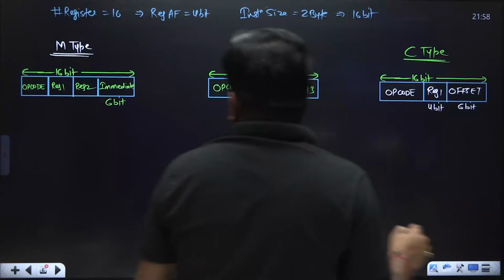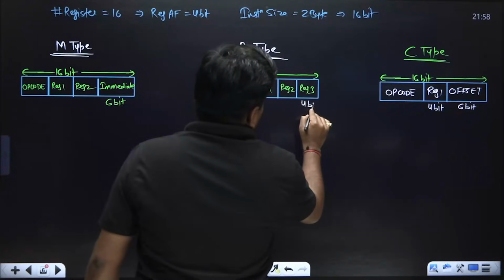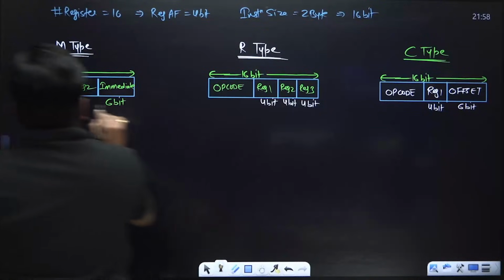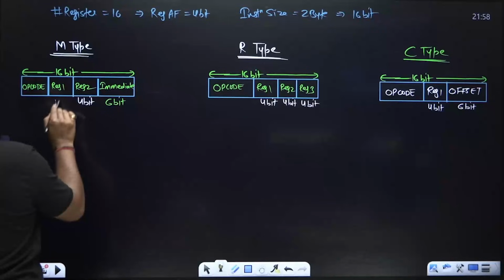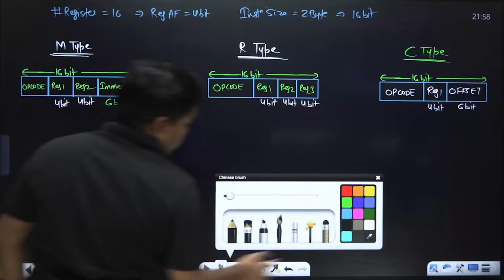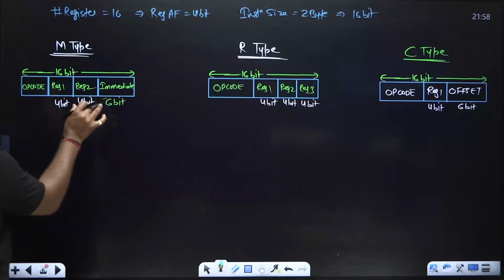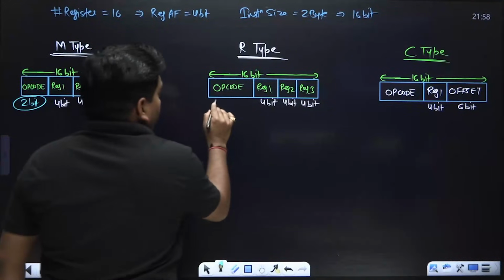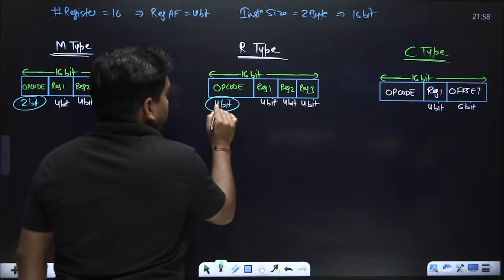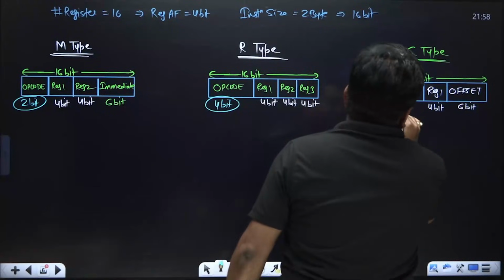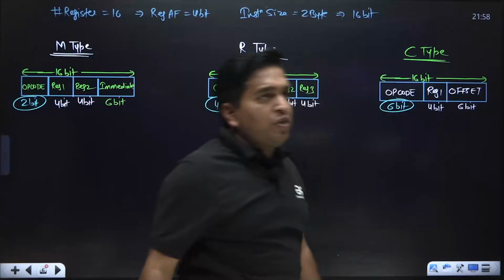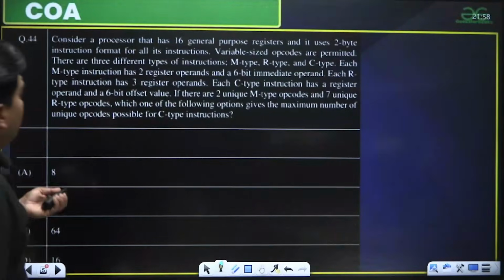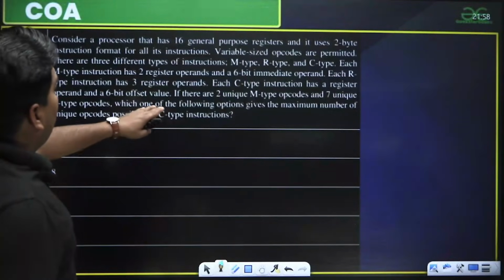Okay, so here what we can do, this is 4 bit, 4 bit, 4 bit, and here 4 bit, 4 bit. So what is the size of opcode here? 2 bit opcode here, 4 bit opcode here and 6 bit opcode here. So which one is the primitive? You start from the lowest bit in opcode. So which one is the primitive? M type.